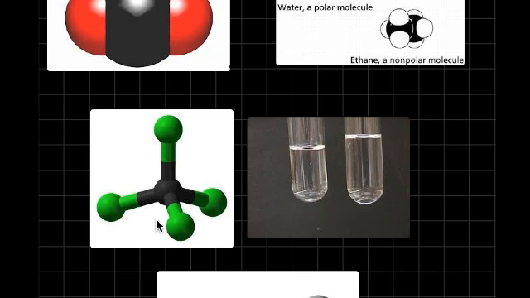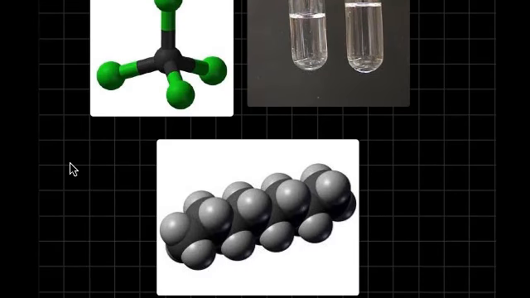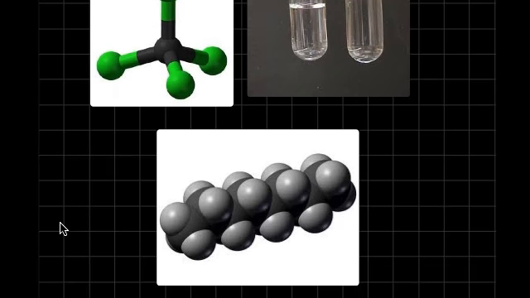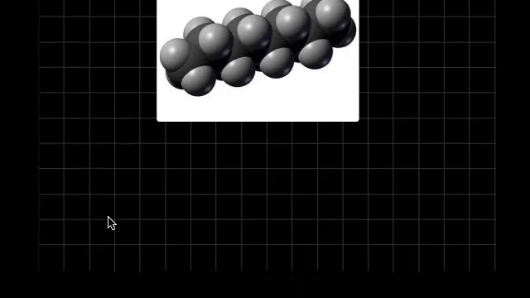Carbon tetrachloride is very not lopsided, very symmetrical, and so it's a nonpolar solvent. And hexane, 1, 2, 3, 4, 5, 6 carbons, and the surrounding hydrogens, is a very nonpolar solvent. So hexane wouldn't dissolve in water, but hexane would dissolve other things like waxes and oils that water can't dissolve.